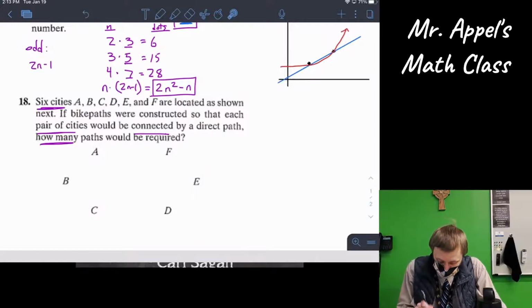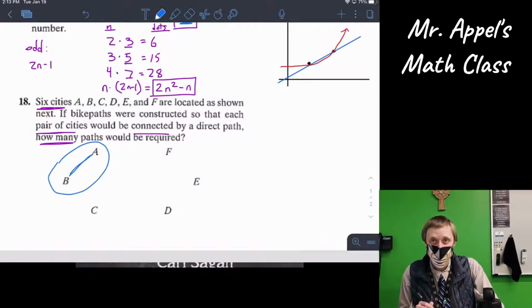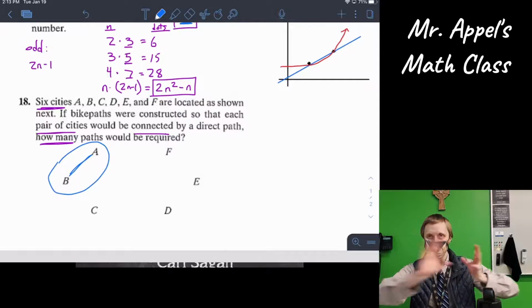I want to get a little more understanding here. I'm going to draw a quick picture first, just to make sure I know what we're talking about. Bike paths constructed, each pair of cities. So between the pair of cities, A, B, we have one bike path, right? We don't need to go from one to the other. It's not like a double-sided highway. It's just one connection.